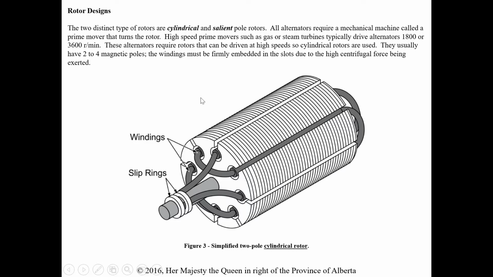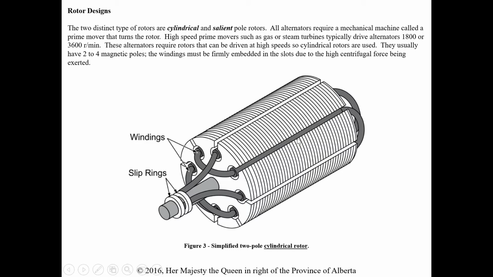Now, rotor design. This is the field that's going to be spinning around in there, and it's saying there are two types: cylindrical and salient pole. This would be a cylindrical one. All alternators require a mechanical machine called a prime mover that turns the rotor, so that's where we're getting our movement from again. This guy's going to be spinning potentially from a turbine or a combustion engine or something.